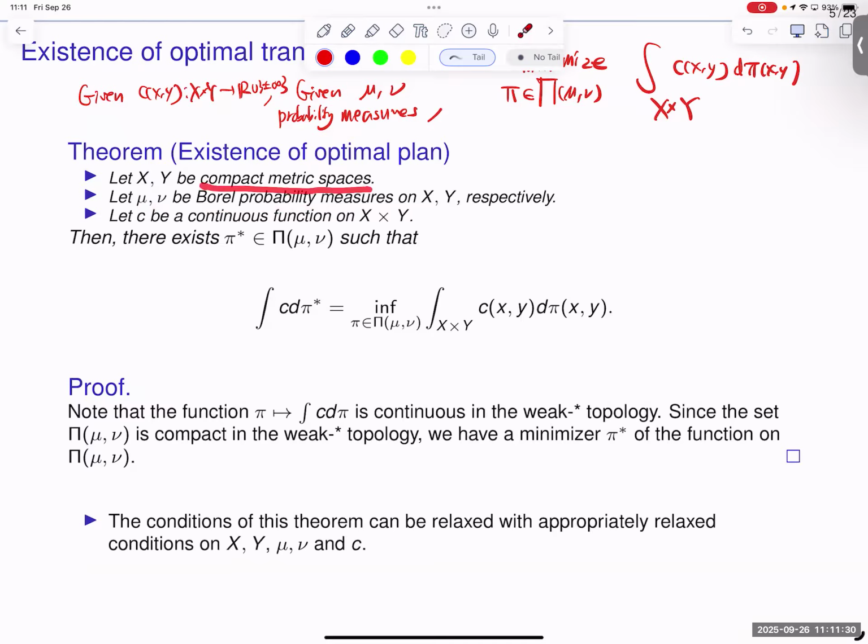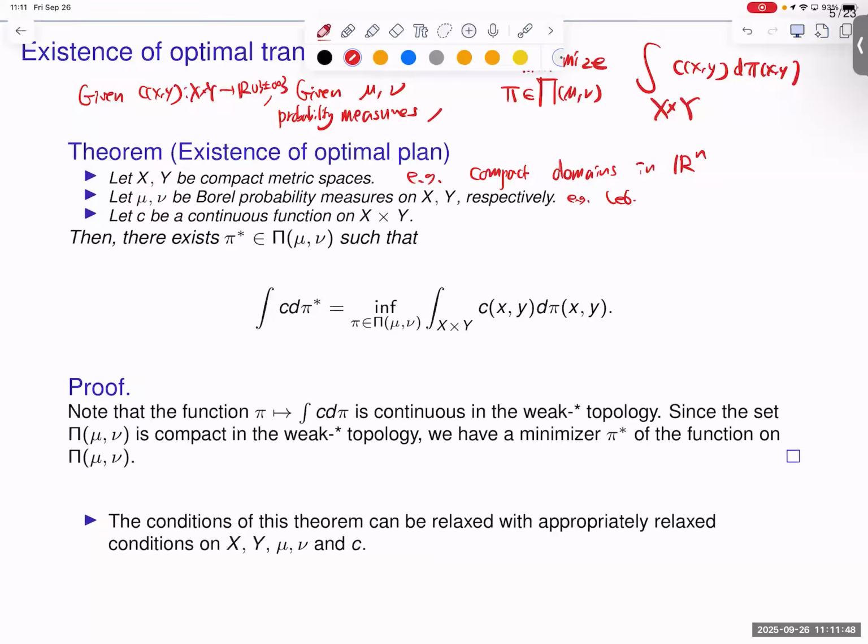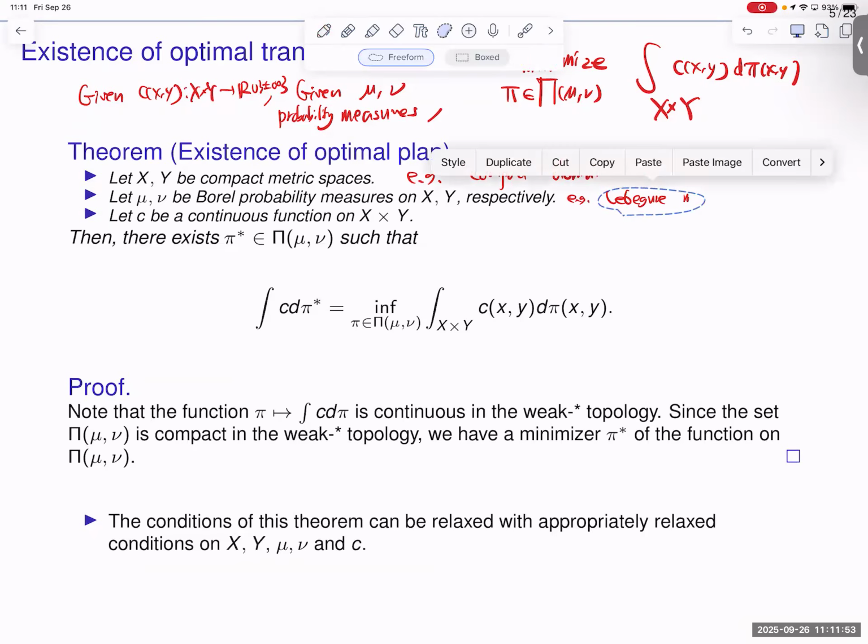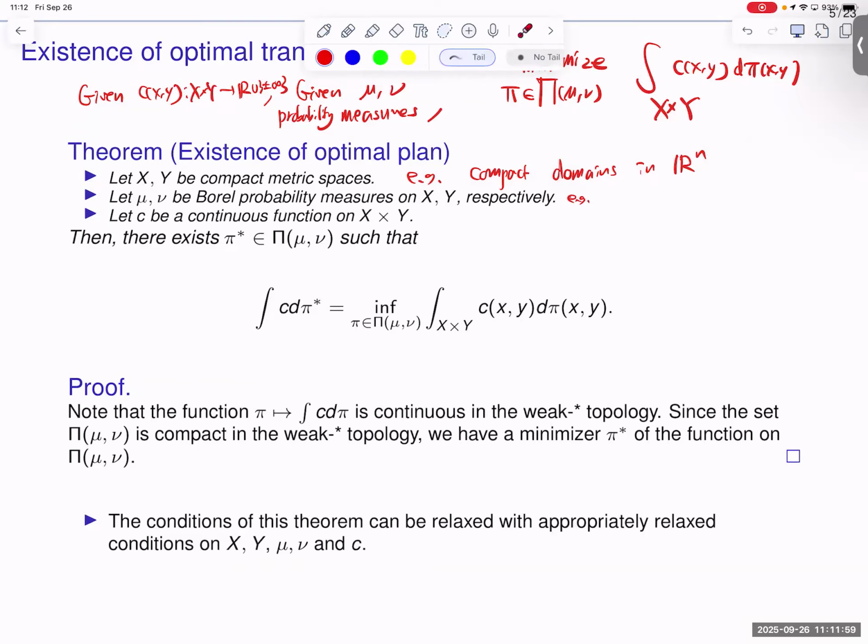You just treat X and Y as, for example, compact domains in R^n, okay? And mu and nu are just the Lebesgue measures. Borel measures mean just the natural measures on R^n, and then C is a continuous function. Then if you have this, basically continuity and compactness, then you can solve the optimization problem in this case, okay? Then you have a solution.